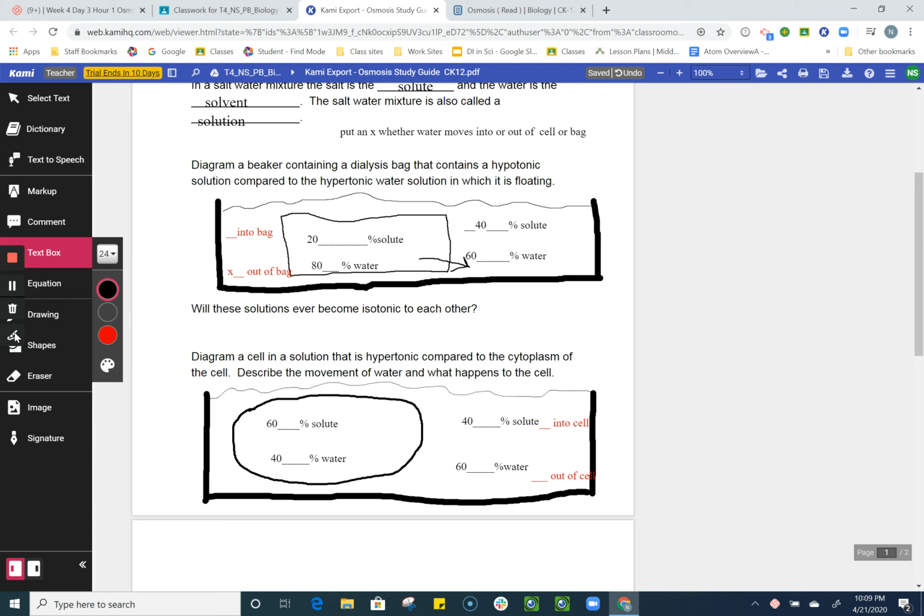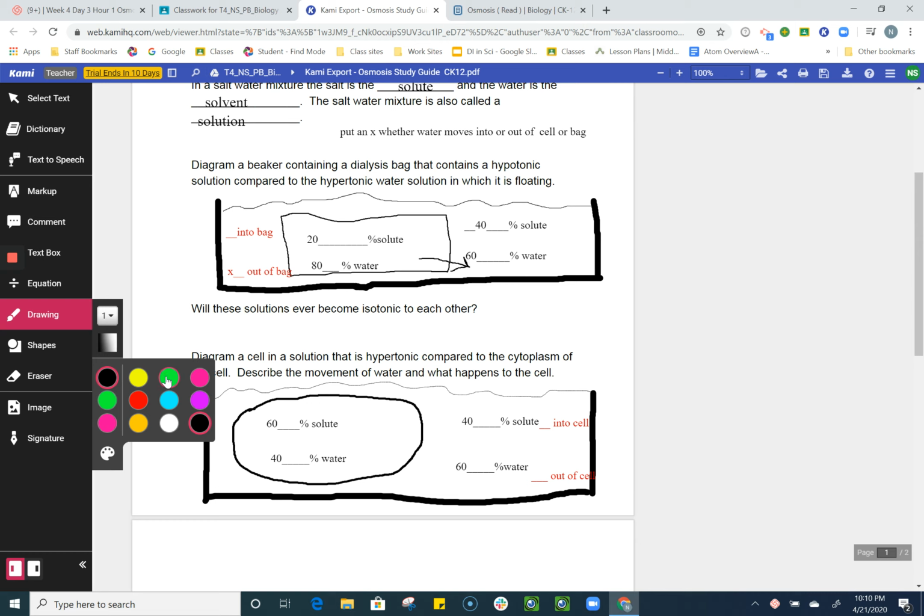So I'm going to come over here and click on my drawings. See if I can get a marker here. So water goes from higher to lower, so it should flow into the cell. Now, if that water, there we go, there it popped up.